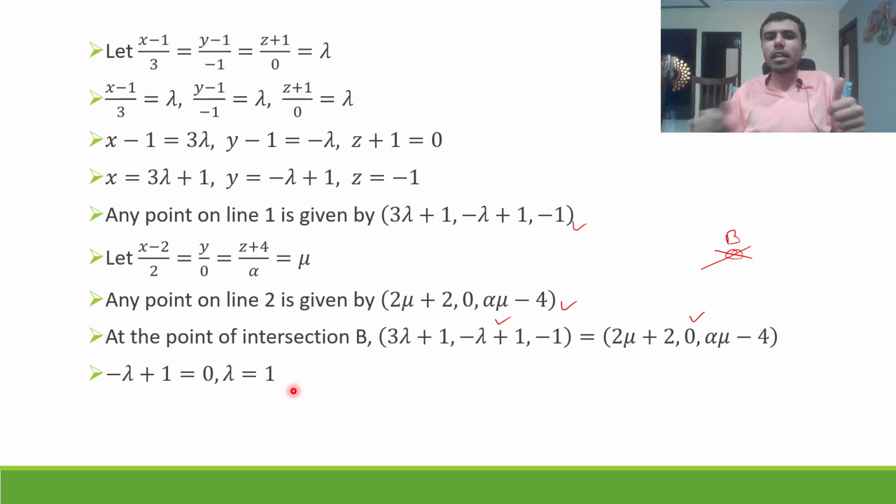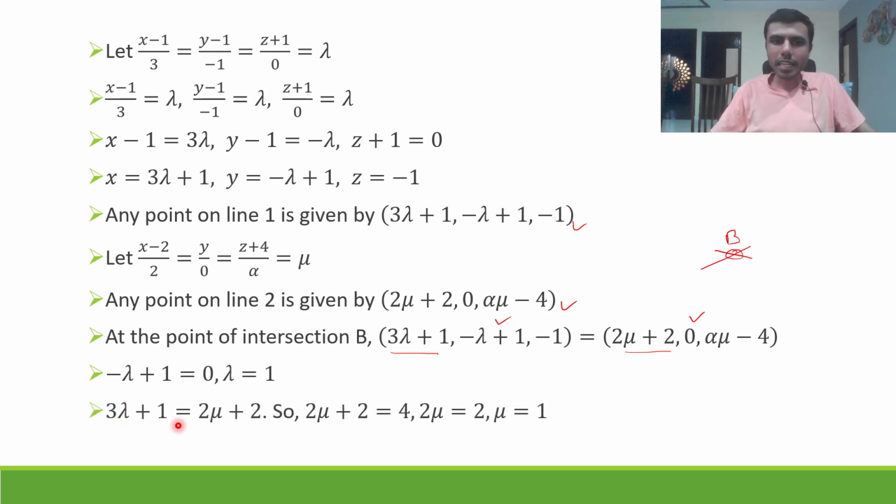We got one value. Now next, here I have minus 1 is alpha mu minus 4, but I need to get mu first, right? How can I get mu? Use this equation, 3 lambda plus 1 is 2 mu plus 2. Now use it because I know what lambda is. Lambda is 1, so substitute it. 3 into 1 plus 1, so 4 is equal to 2 mu plus 2. 2 mu will be 2 and mu is 1. Okay, I got my mu also.